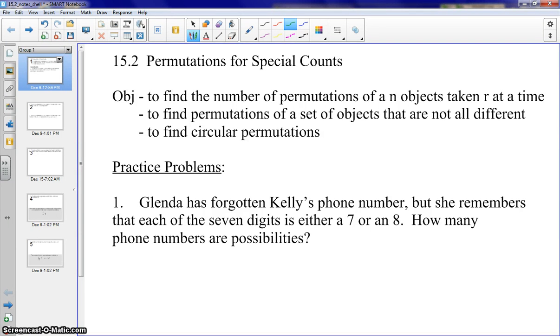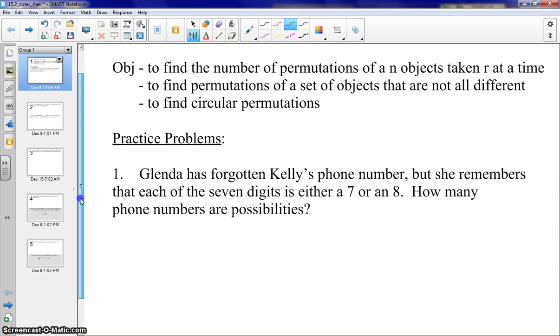Today we're going to talk about 15.2, dealing with permutations for special counts. Let's go ahead and continue on from what we learned in 15.1, and dive into our first example here.